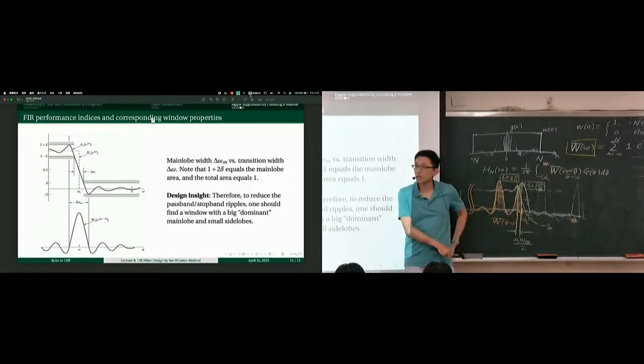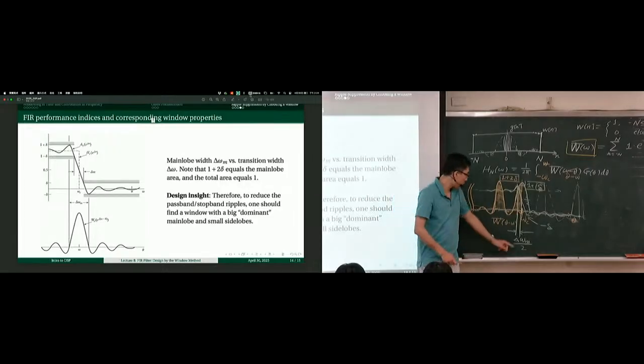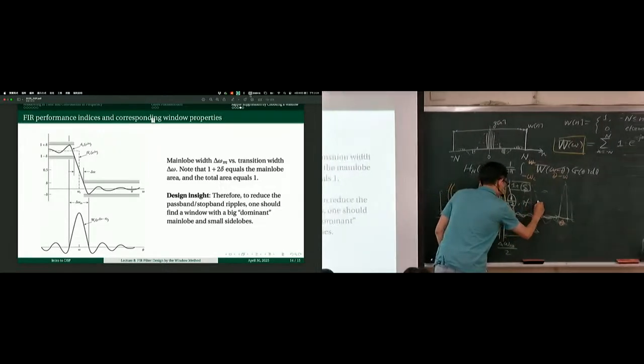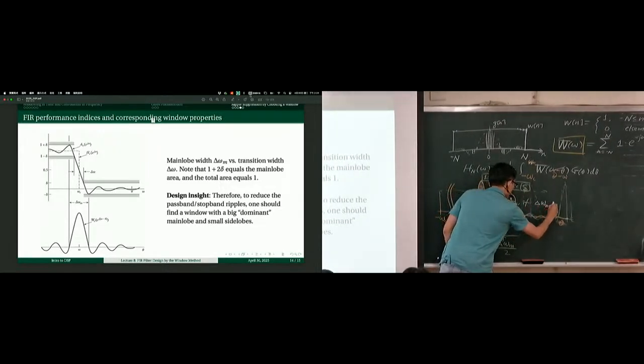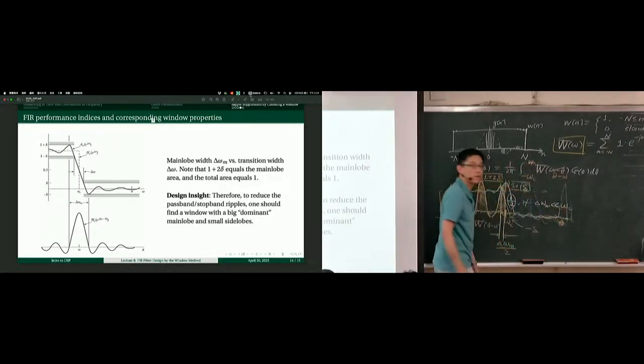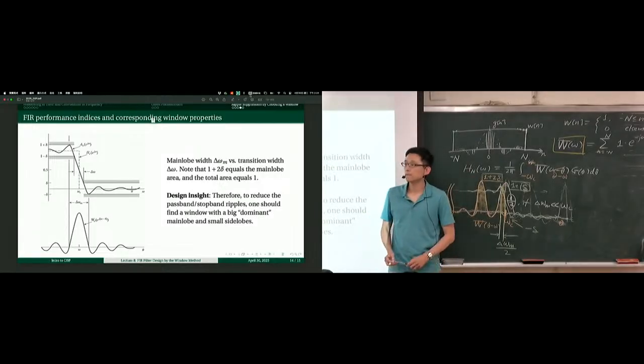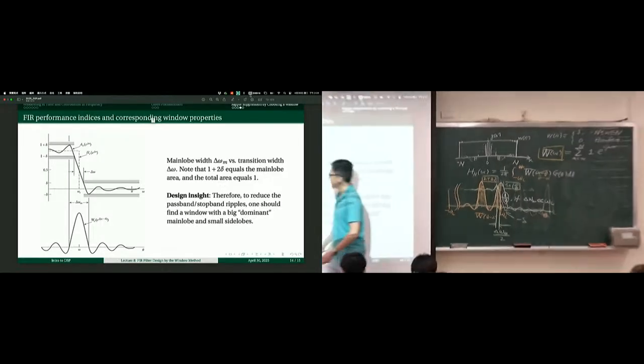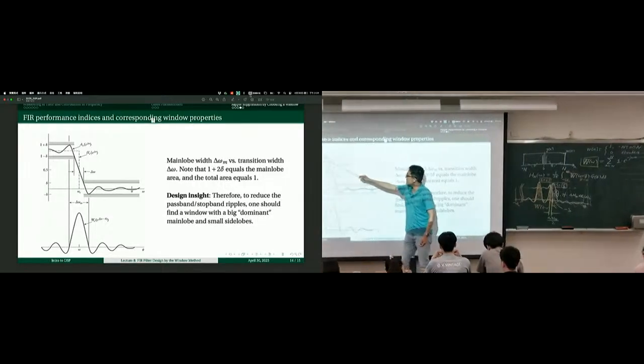Okay, let me clear this. So if the main lobe width is much smaller, much narrower than the cutoff frequency, then the area is approximately 1/2, and we can say that the approximation should be good. But otherwise, hopefully, we have shown that the peak there is always going to be 1 plus delta.